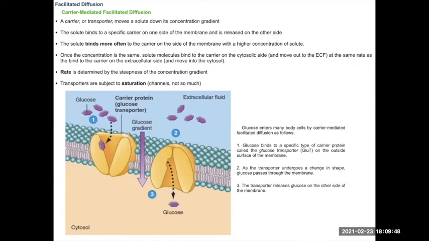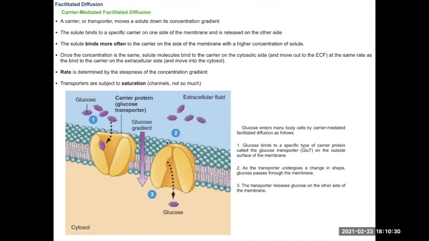The solute binds to a specific carrier on one side of the membrane, and it's released on the other side of the membrane. So it's going from, in this case, the outside to the inside of the cell, right? And this is all based on concentration gradients. If glucose, in this case, is high out here, it'll be binding on this side and be released into the cytosol over here. If the concentration hypothetically was high of glucose over here, the opposite would happen, right? It would always go down its concentration gradient.